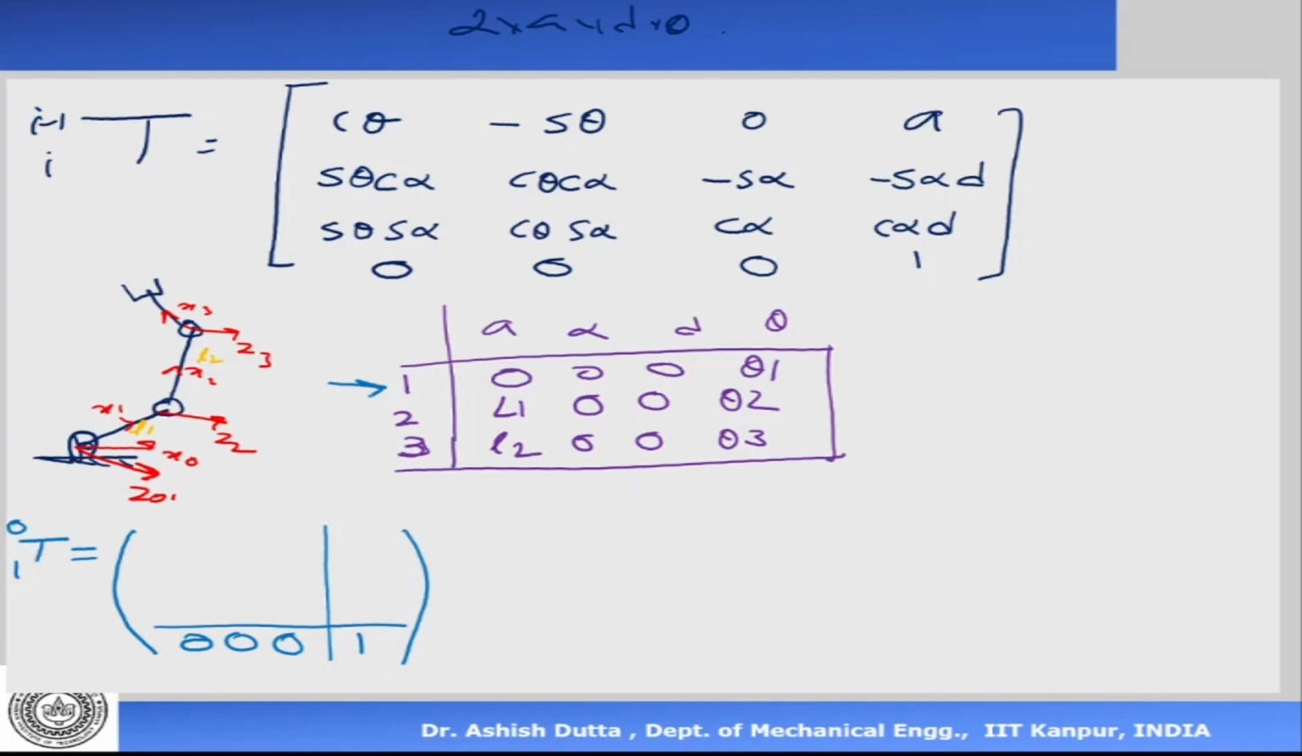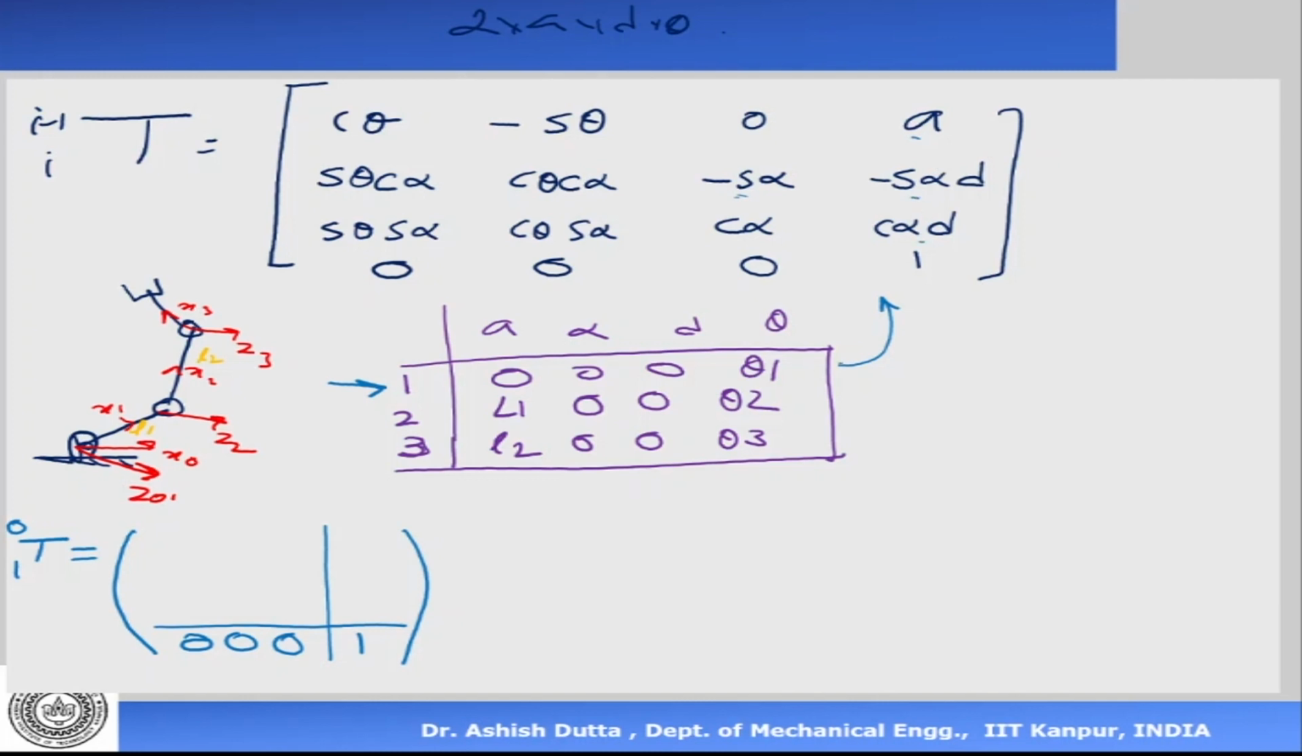Let me take this row 0 0 theta 1 and put it in here. What will you get? There is only one variable, theta 1, everything else is 0. So you will get cos theta 1, minus sin theta 1. Here you will get sin theta 1, cos theta 1, because cos alpha is cos 0, which is 1. This will become 0, and this is 0, that is 0, and that is 0.